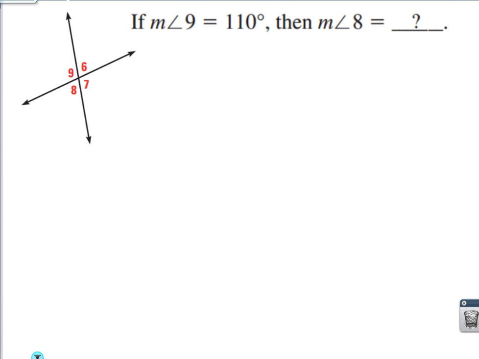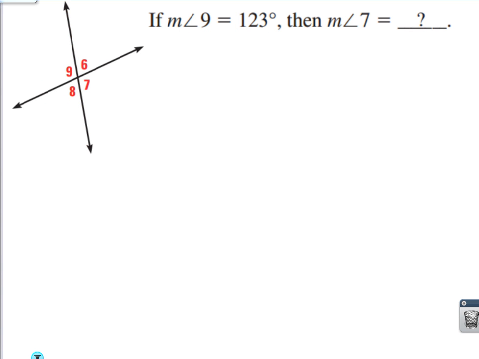Another one. Measure of angle 9 is 110 degrees. Brianna, is 8 vertical with 9? Nope. But 9 is 110 degrees, and they're not vertical, but they are supplementary because they form a linear pair. So Brianna, how big is 8? Perfect. And could I go on and find 6 and 7 extremely easy? Yeah. If 8 is 70, 6 is 70. If 9 is 110, 7 is 110.